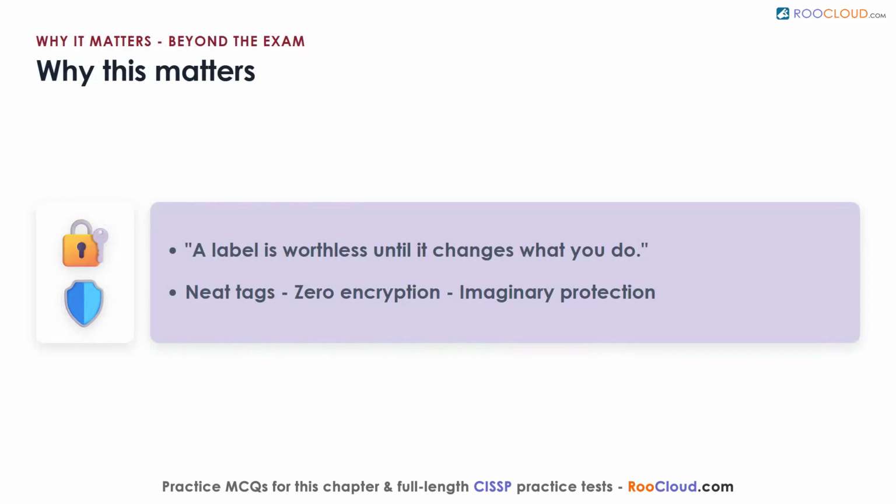Why does this matter beyond the exam? Because a label is worthless until it changes what you actually do. Picture a fintech startup that neatly tags its data as private and public, then encrypts nothing. The labels look tidy, but the protection is imaginary. Your real job is the step after sorting, where each classification quietly dictates a different set of defenses. That translation is where security lives.